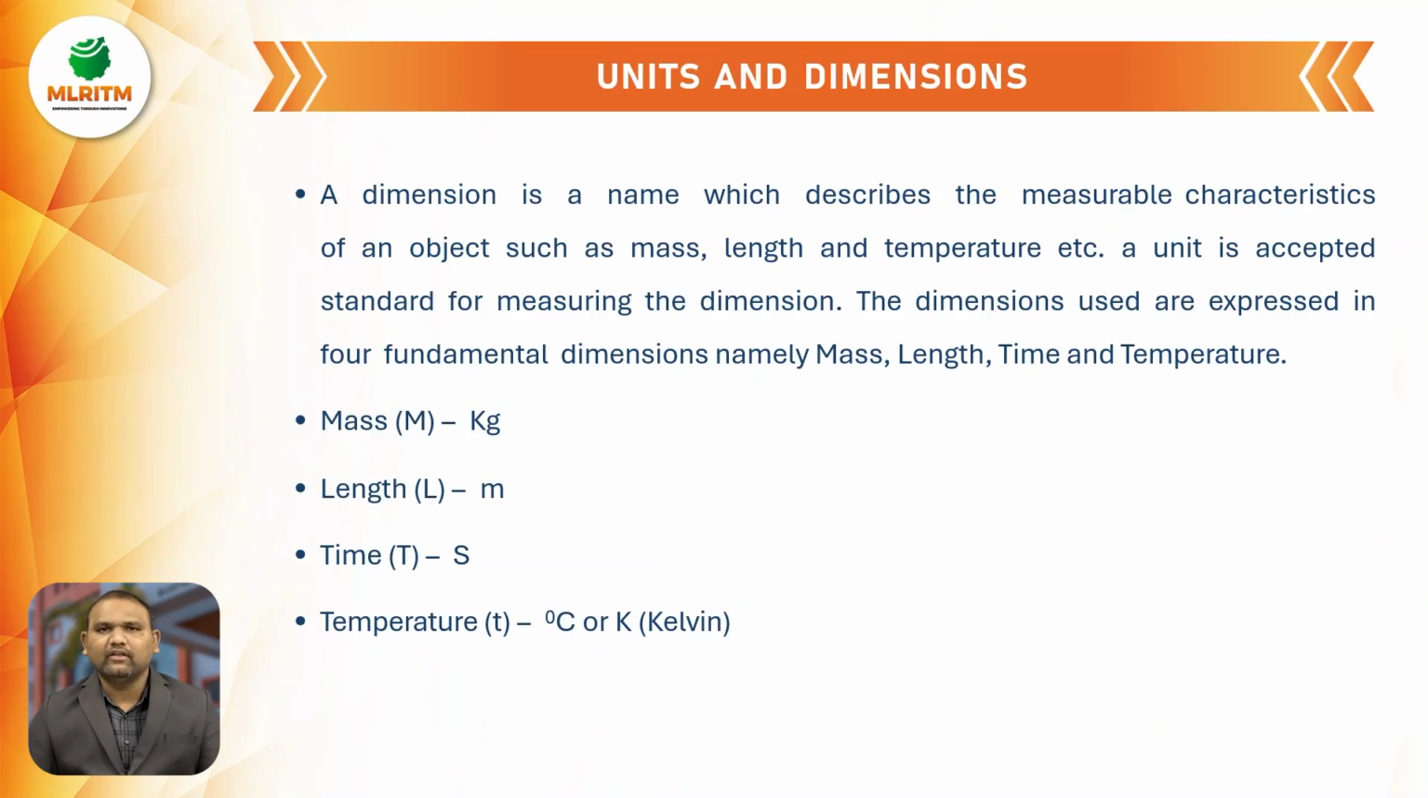Units and dimensions. A dimension is a name which describes the measurable characteristics of an object such as mass, length and temperature, etc. A unit is an accepted standard for measuring the dimension.